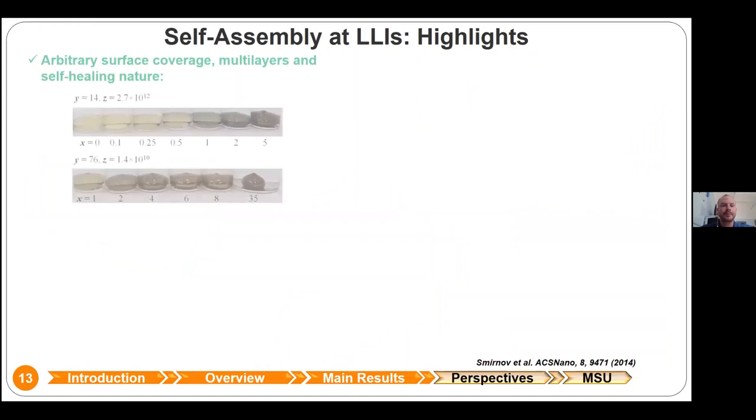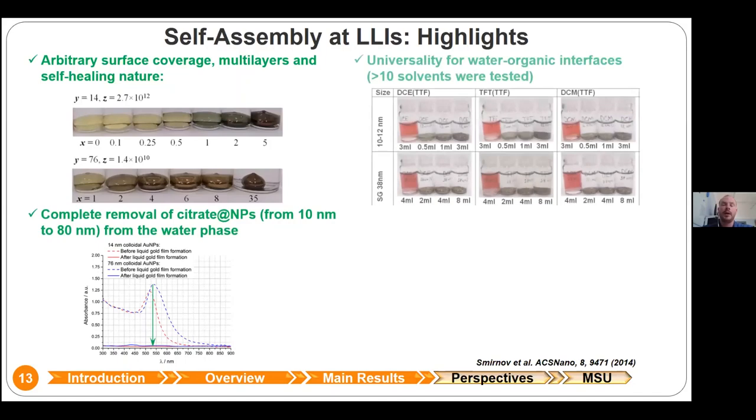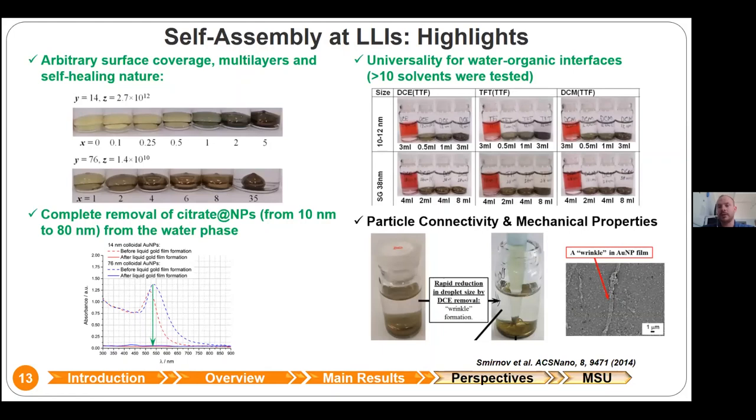To highlight some key findings that we did, we did a set of films with different amounts of nanoparticles. We can calculate their coverage. We understand where multilayer starts. We understand how they behave. We showed that this method is very good to remove nanoparticles completely from the aqueous phase. We tried with different solvents, of course. And last but not least, that I told you already, that is mechanical properties and particles connectivity.